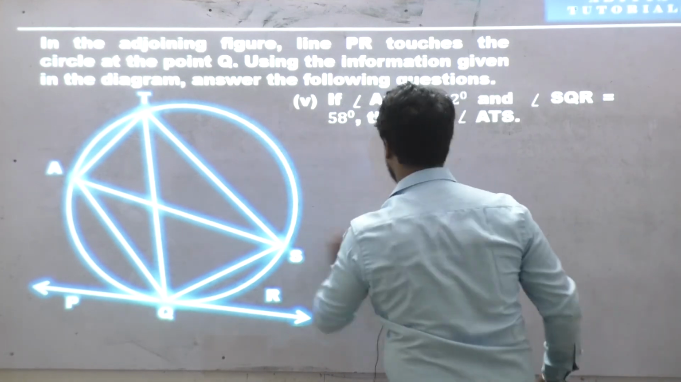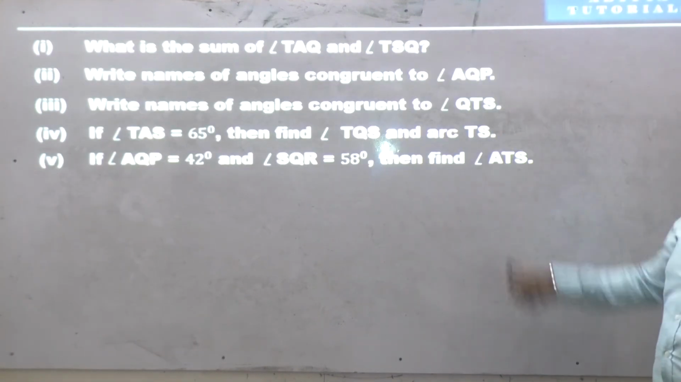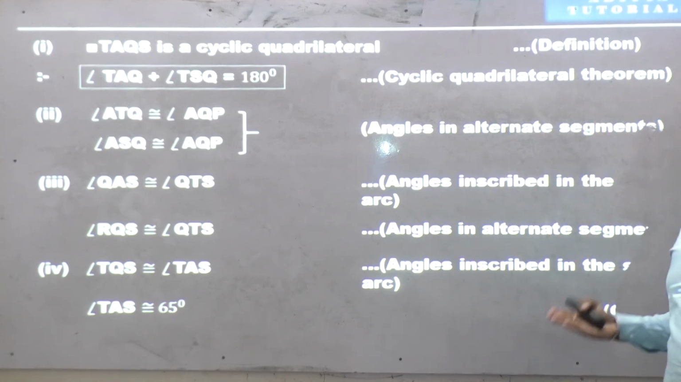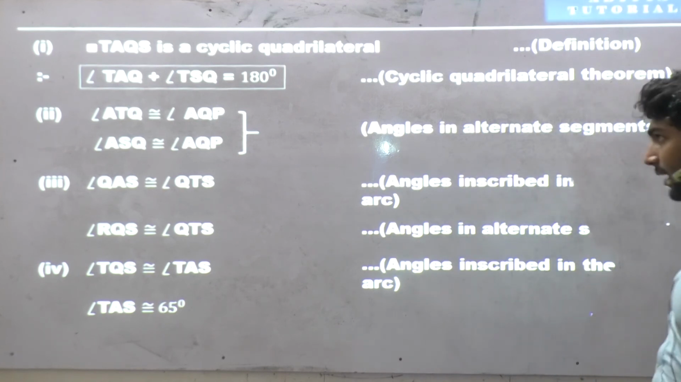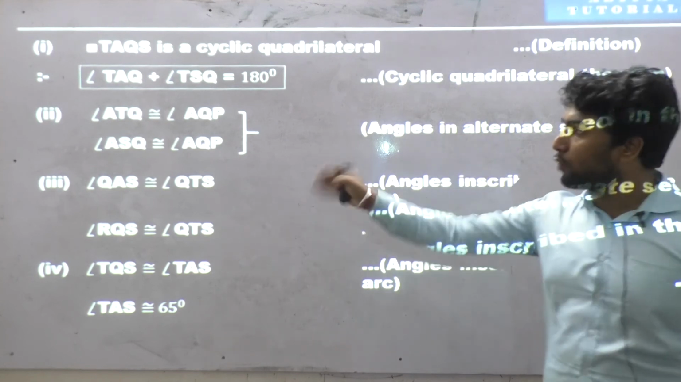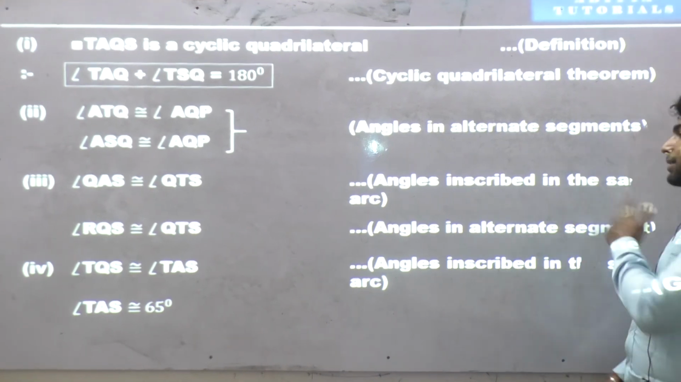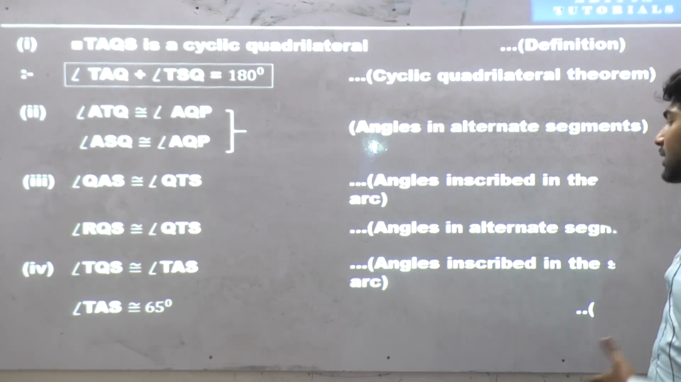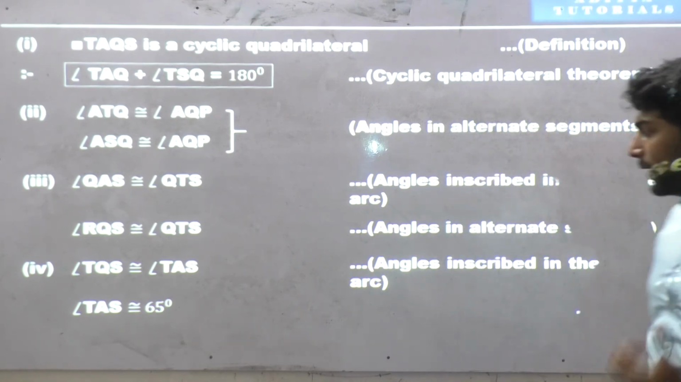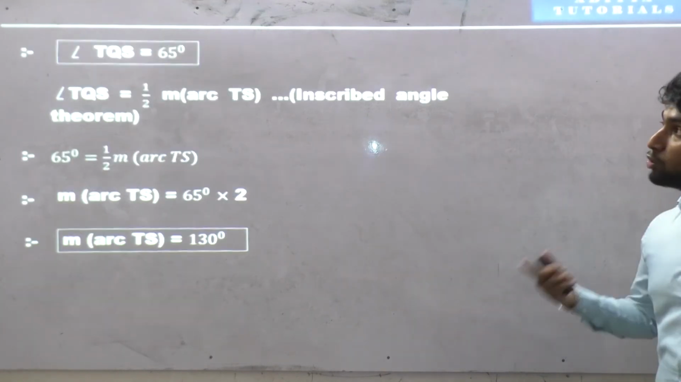So these are the 5 questions we need to give answers of. So TAQ is a cyclic quadrilateral. TAQ plus TSQ is equal to 180 degrees, cyclic quadrilateral theorem. ATQ is congruent to AQP, angles in alternate segment. ASQ is congruent to AQP, angles in alternate segment. QS is congruent to QTS, angle inscribed in the same arc. RQS is congruent to QTS, angles in alternate segment. Okay. Fourth one, it's TQS is equal to TS, angle inscribed in the same arc. So TS will be 65 degrees. So TQS will also be 65 degrees.